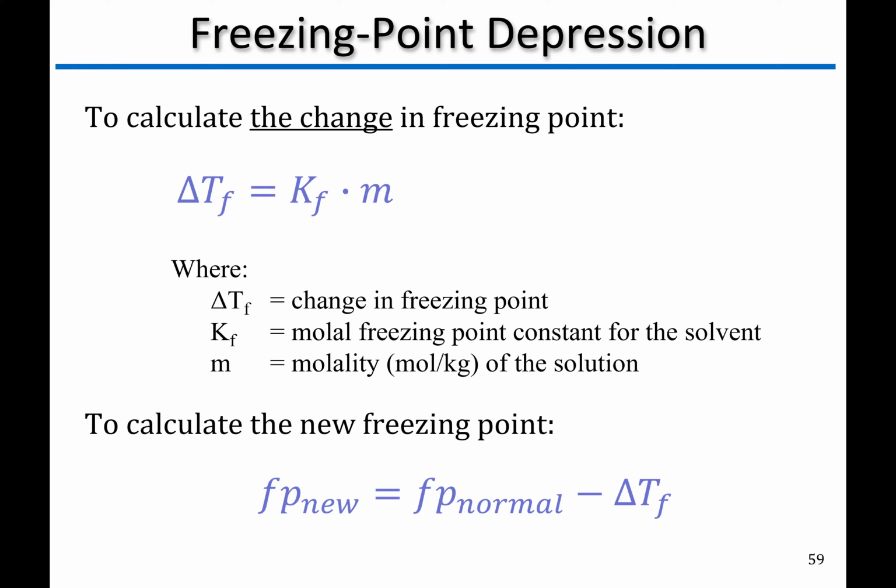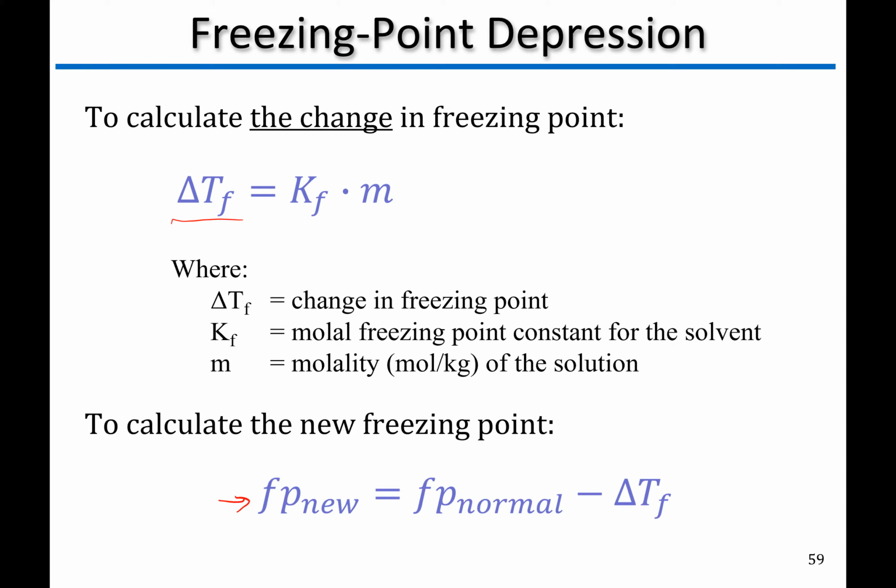Okay, so to calculate the new freezing point, Fp new, in other words, the new freezing point, is equal to the original freezing point minus delta T. So for instance, we know the freezing point of water is 0. If we add salt, we lower it, so we would say 0 minus, I don't know, let's say 10. Okay, so it would be minus 10 is the new freezing point. So be very careful, because don't answer the question by telling me how much it will change, unless I ask you that. If I ask you for the new freezing point, make sure you do the second step.